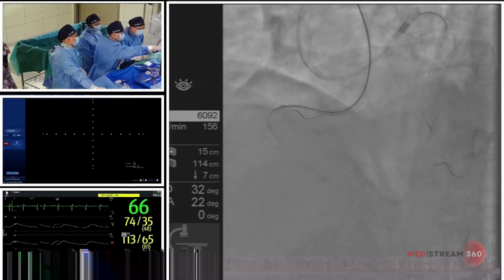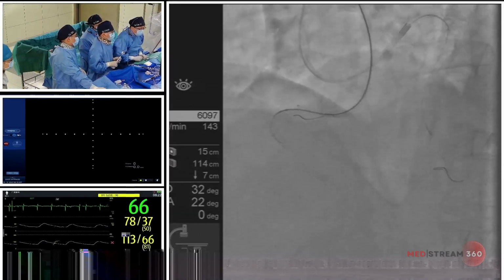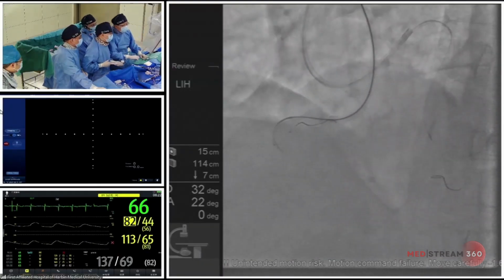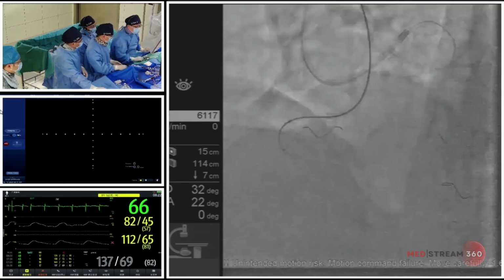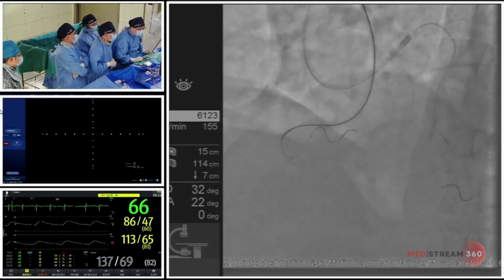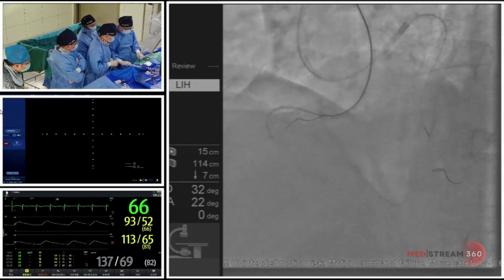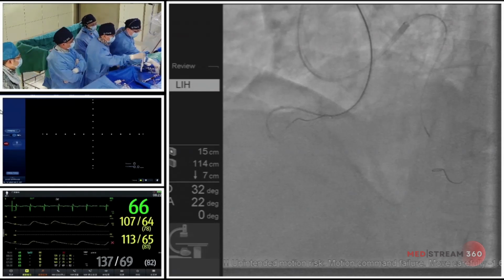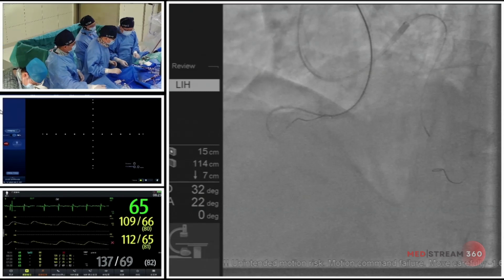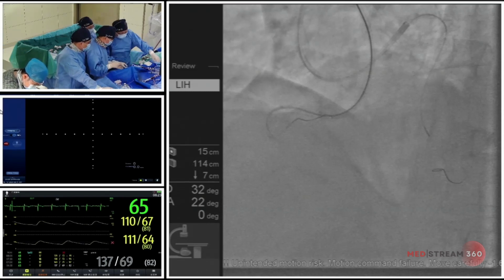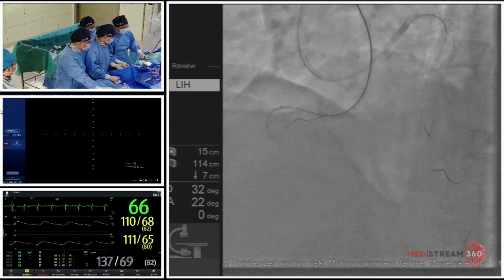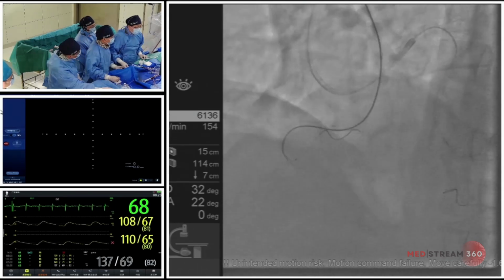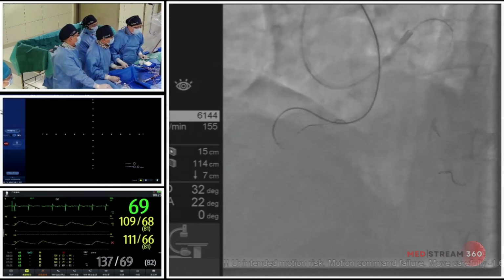And so I will advance a little bit below that branch to increase backup support. Yes. Okay, a little bit deep seating the guiding. We can see the passive and the active support increase. Okay, and then next I will try to advance a little bit the Corsair microcatheter, because the occluded segment is relatively tortuous and pretty long.